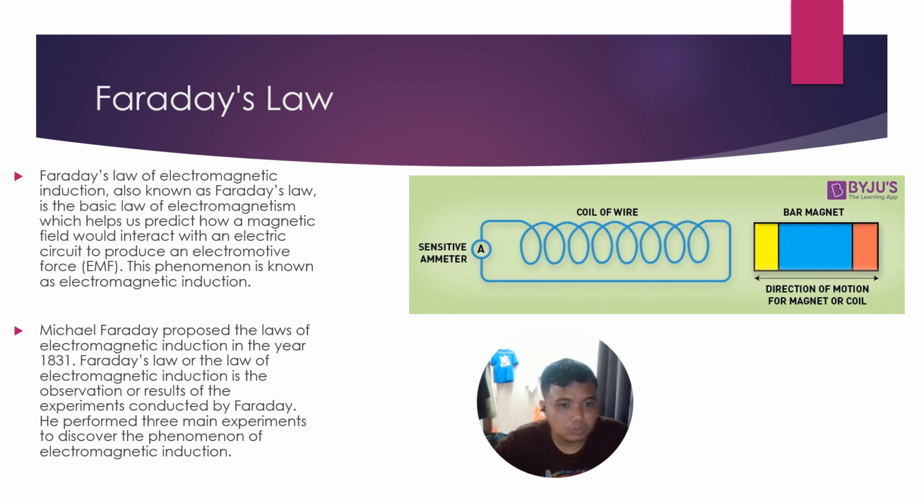Michael Faraday proposed the law of electromagnetic induction in the year 1831. Faraday's law, or the law of electromagnetic induction, is the observation or result of the experiments conducted by Faraday. He performed three main experiments to discover the phenomenon of electromagnetic induction.